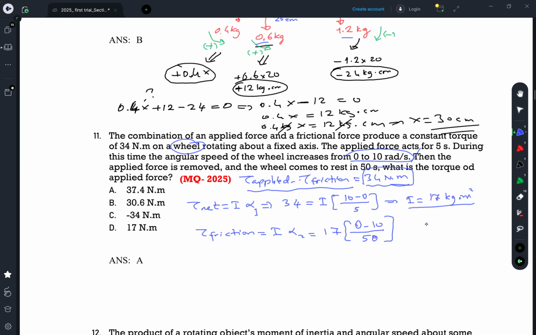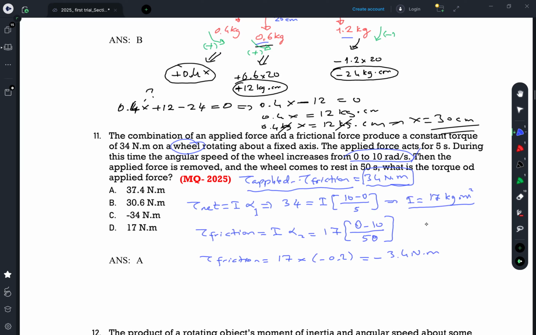So I will now calculate the torque of friction. Torque of friction is equal to 17 times negative 0.2. 17 times negative 0.2 is going to be negative 3.4 newton meters.